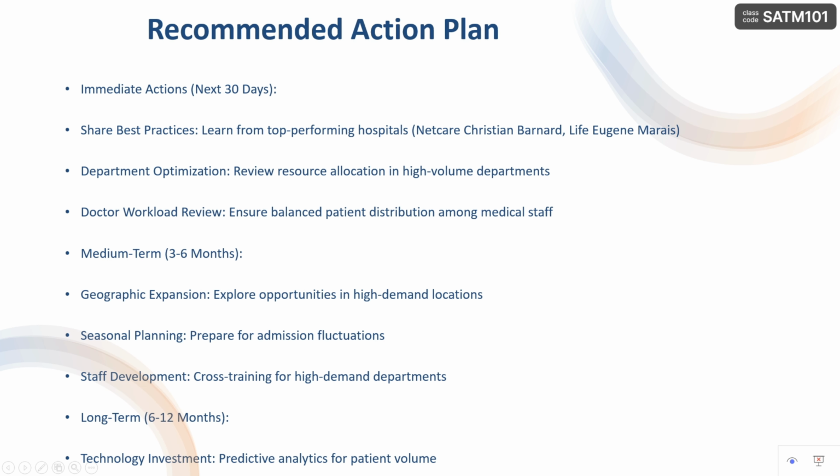So, the recommended action plan. For the immediate action plan for the next 30 days: sharing best practices by learning from the top performing hospital, department optimization by reviewing resource allocation in higher volume departments, and doctor workload review to ensure balanced patient distribution among medical staff. For the middle term, 3 to 6 months: geographic expansion, exploring opportunities in high demand locations, preparing for admission fluctuations, and staff development through training for higher demand departments. For the long term, 6 to 12 months: technology investment, predictive analytics for patient volume.